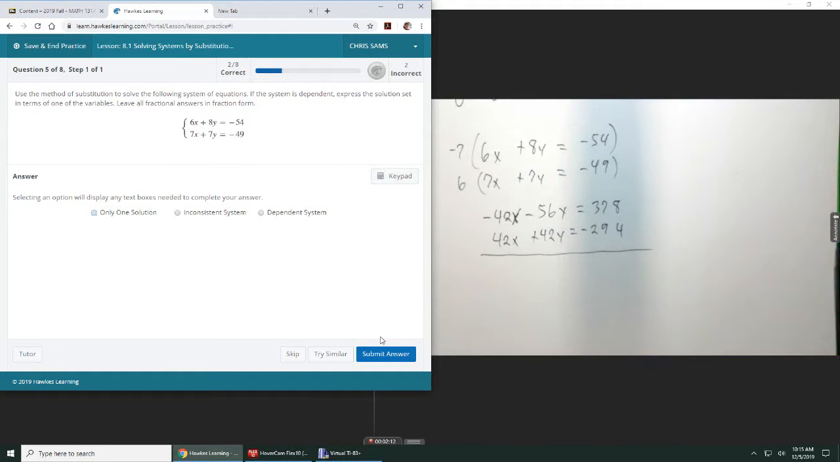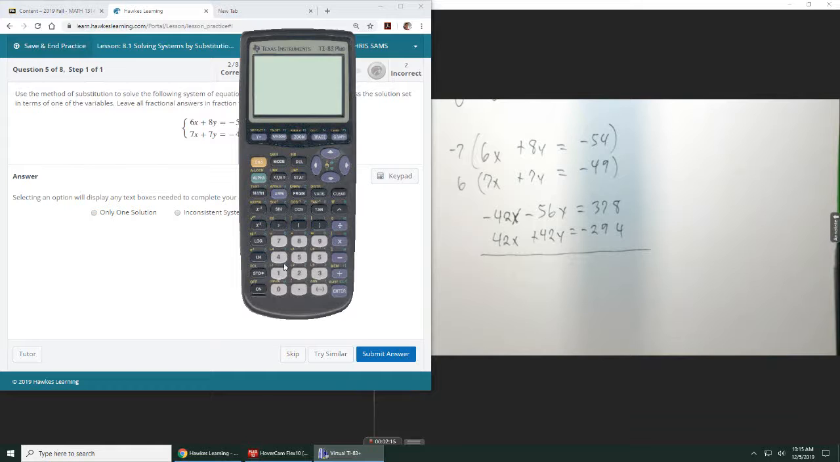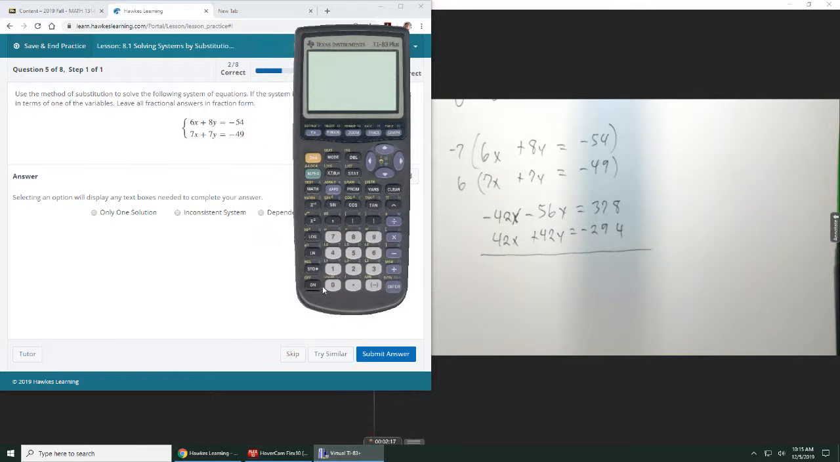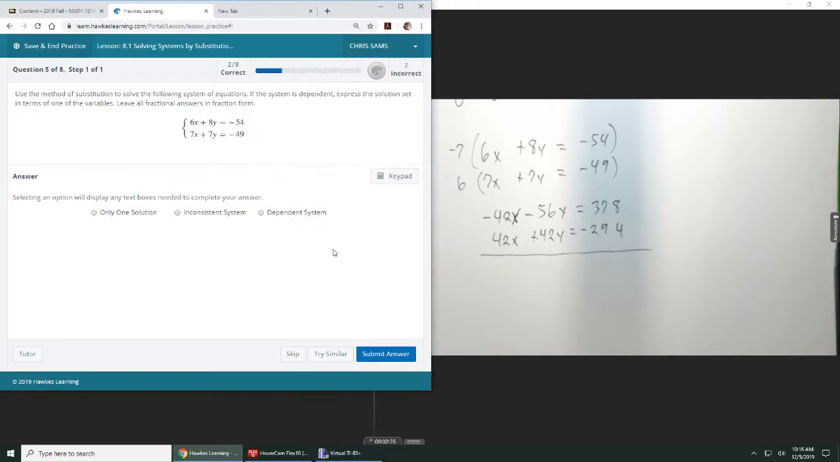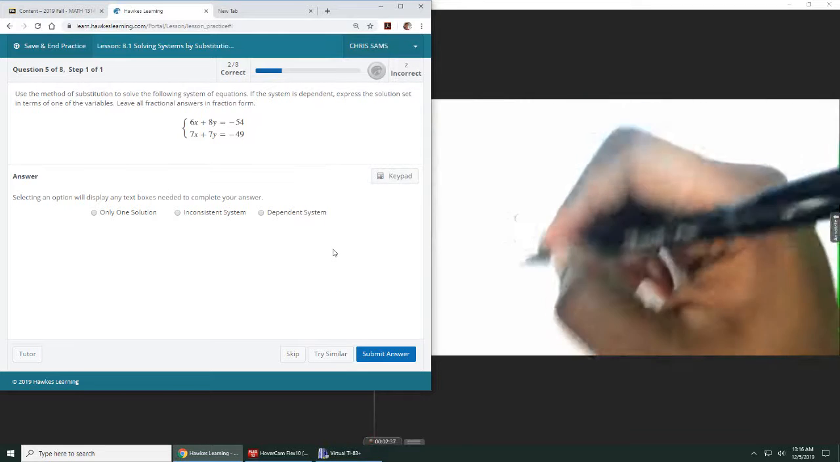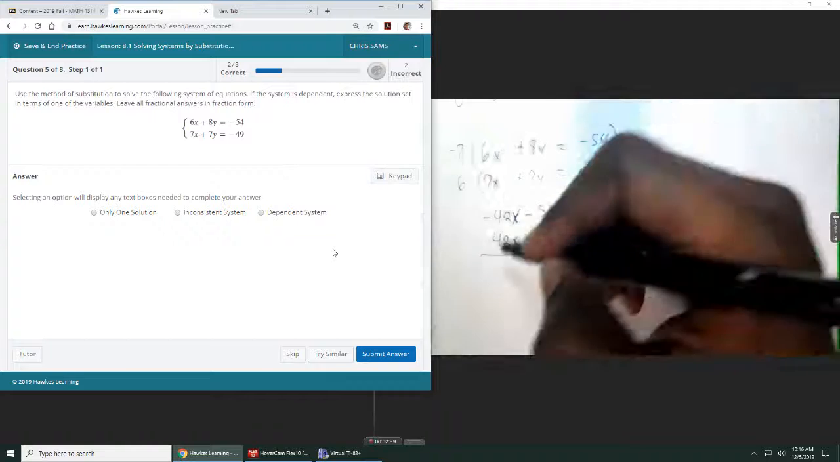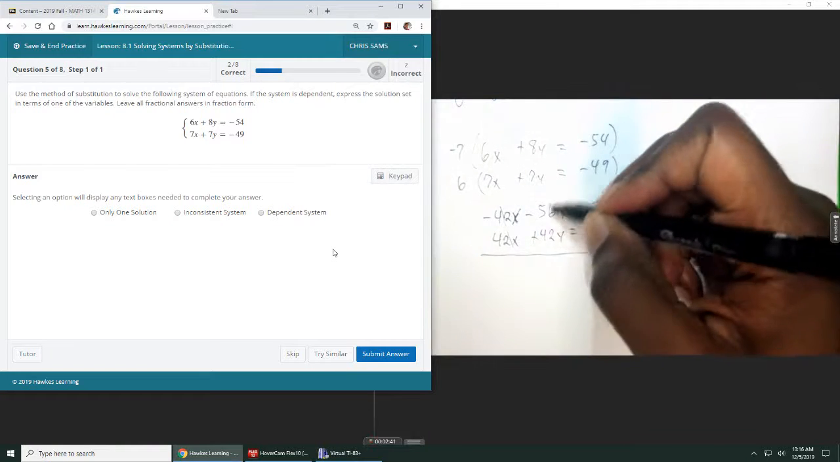Now, just double check the math. I'm going to do a lot mentally. Let's check. Negative 7 times negative 54, verify we get 378. Okay, and then let's verify 6 times negative 49. We get negative 294. Okay, so we're good here. When we combine these two equations, the x gets eliminated. Okay, those go away. Combine the y's.